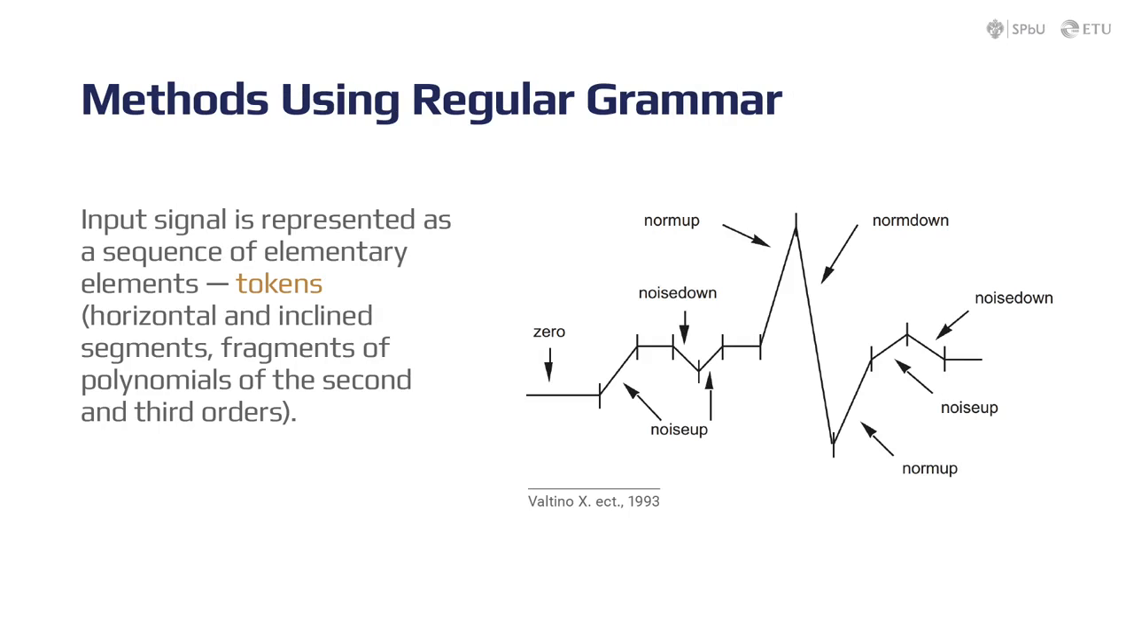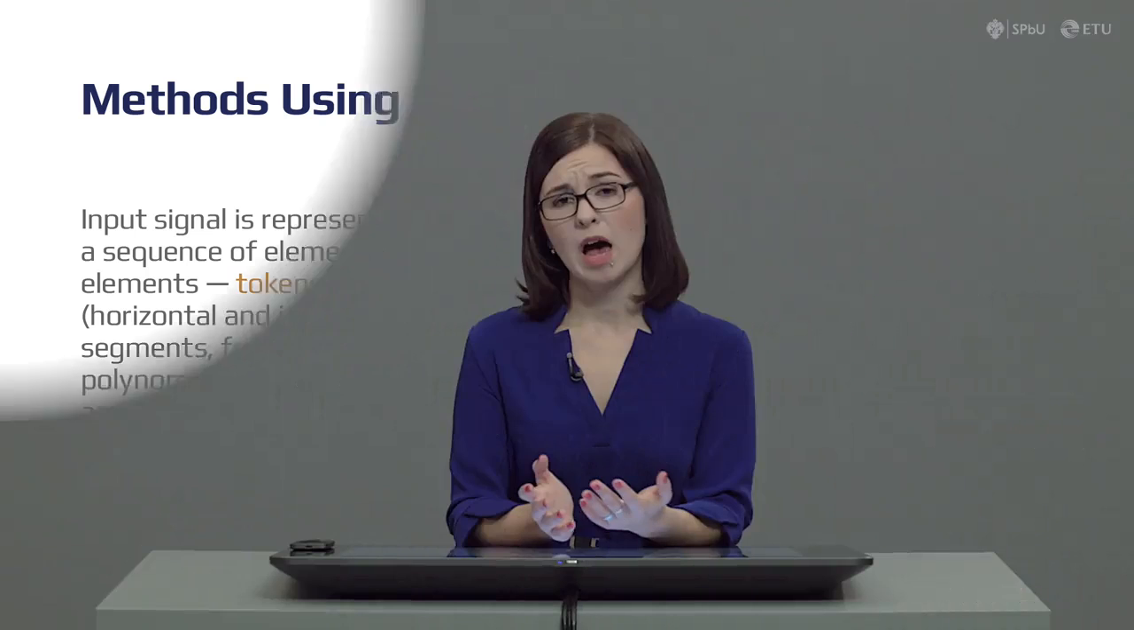Methods using regular grammar are based on a preliminary segmentation of the ECG by signal compression algorithms. An input signal is represented as a sequence of basic elements or tokens, horizontal and inclined segments. The segmented signal is subjected to grammatical analysis using an algorithm based on an empirical representation of the QRS complex structure. Structural methods are characterized by visibility, convenience, versatility, and the ability to reduce the information volume that is needed to describe the signal. However, some drawbacks of structural methods should be noted.